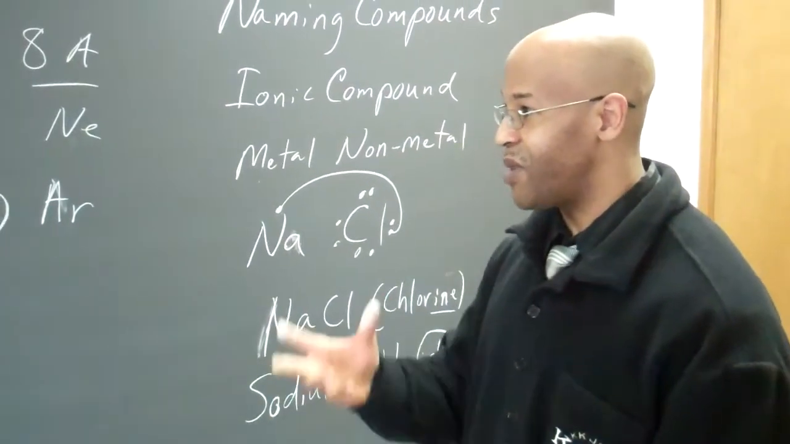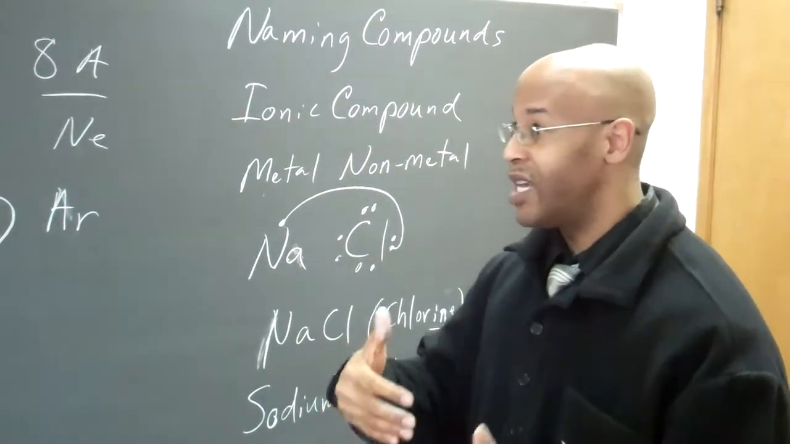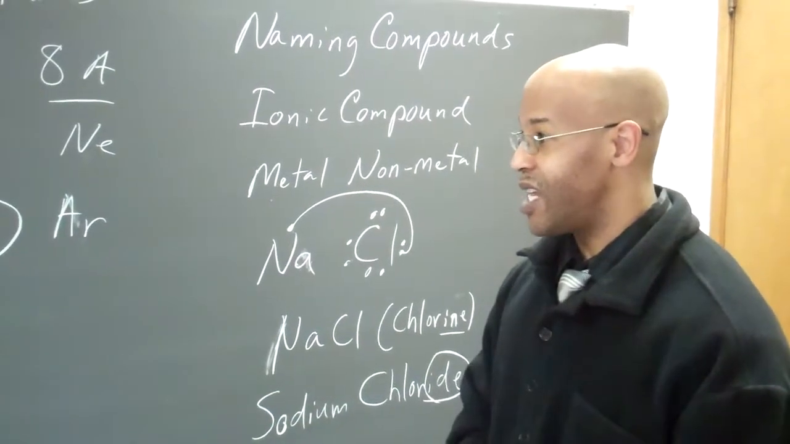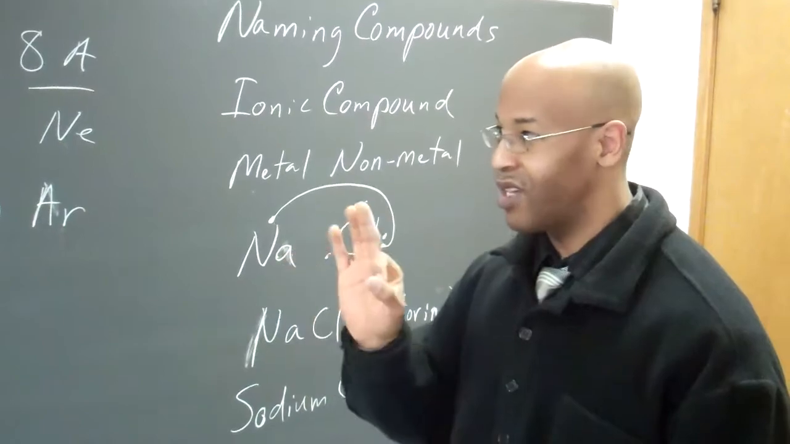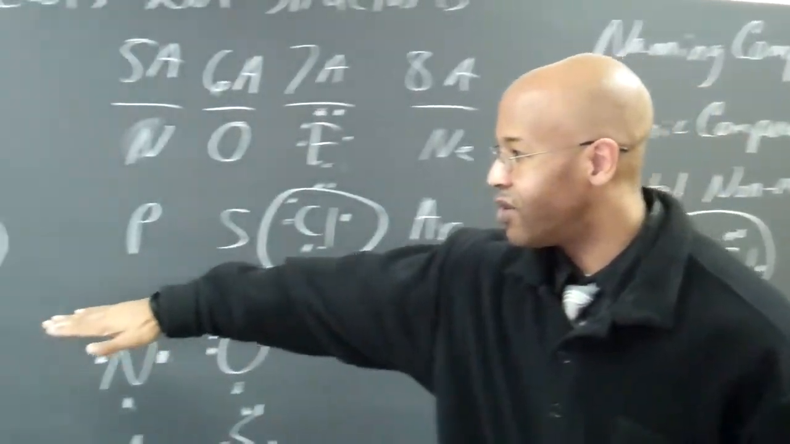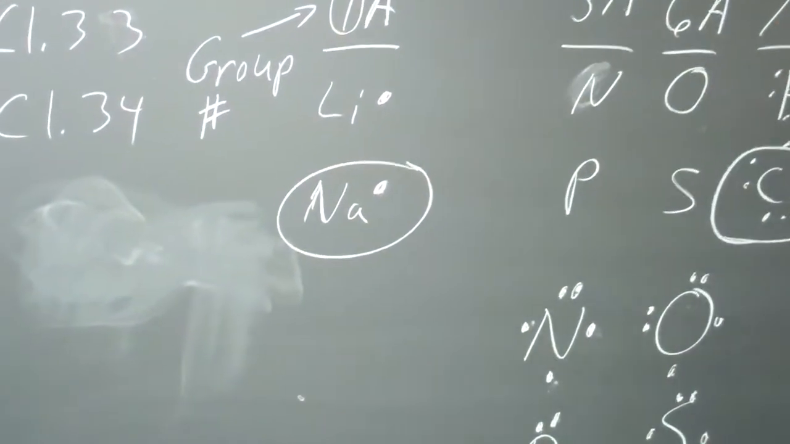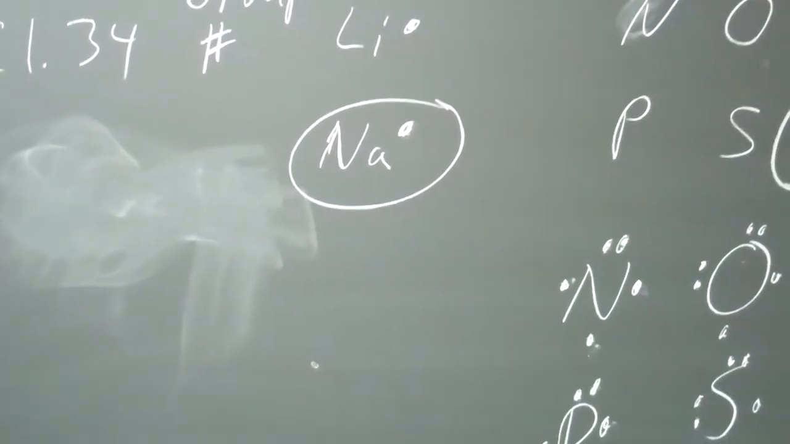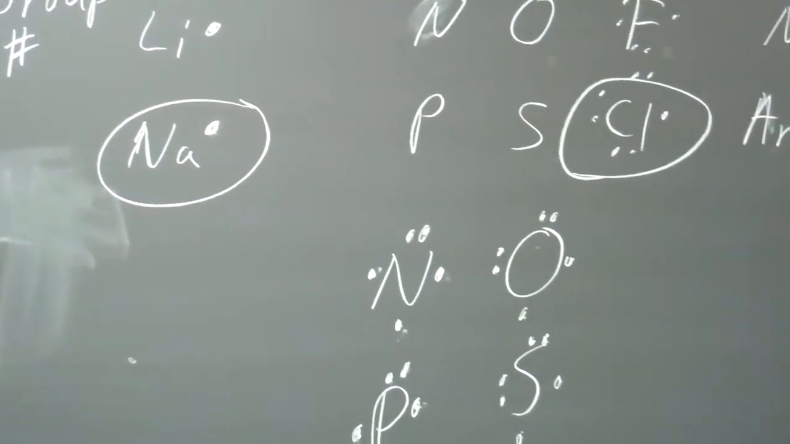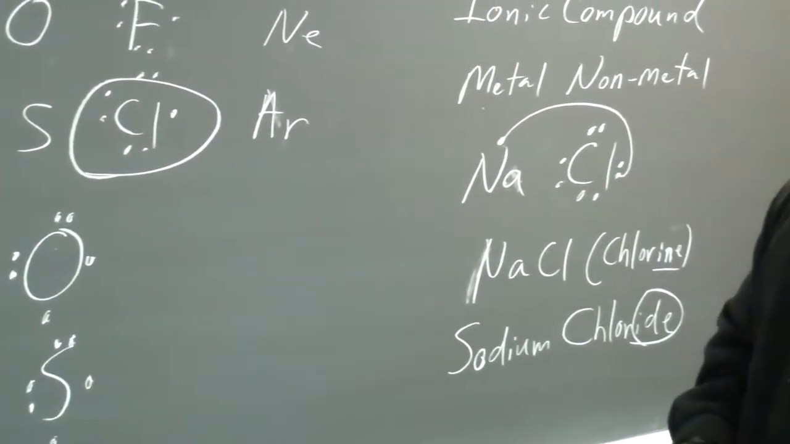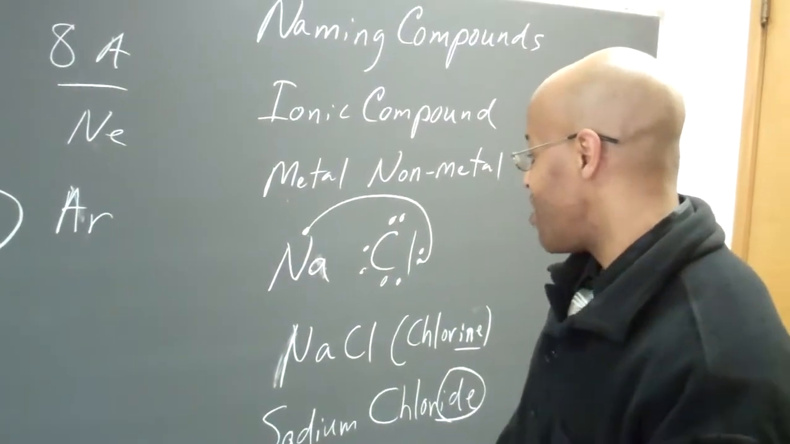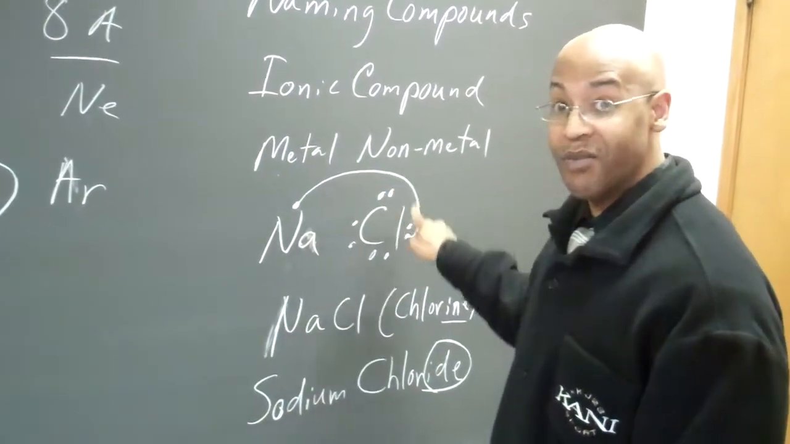So if I can identify my compound as ionic, then I know that I can name the first portion, which is a metal, and name it exactly the way the element looks. I didn't change sodium at all. And I can add the other portion, which is a non-metal. And I only change the ending, which would be INE to IDE. So when we name ionic compounds, we simply name the metal first and then the nonmetal.